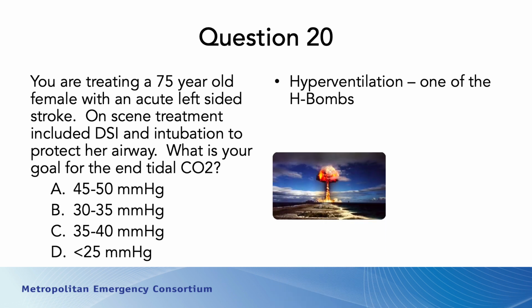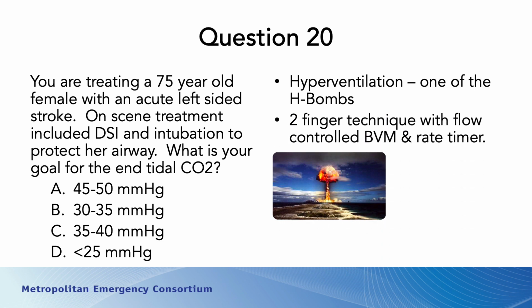Dr. Spate from Arizona talks about this a lot, and he indicates that we should avoid hyperventilating patients. We should use a 2-finger technique when we use a BVM, and we should use a BVM that's got a rate timer on it, basically the flashy light. When the light's on, you ventilate, you squeeze. When the light turns off, you let go.